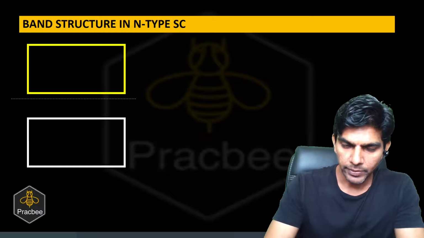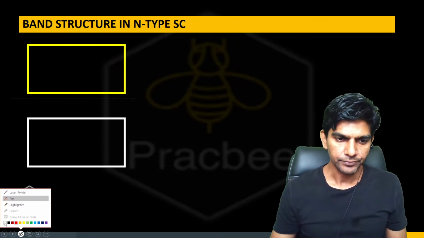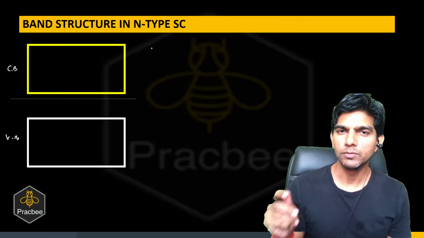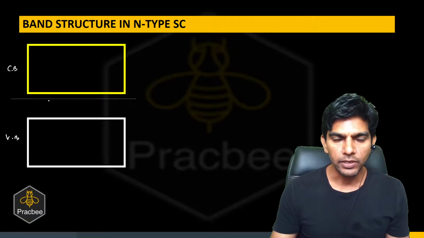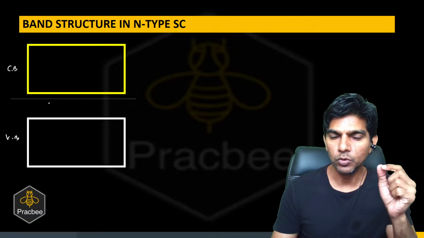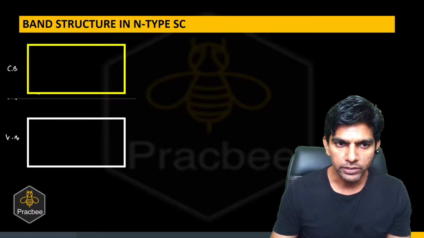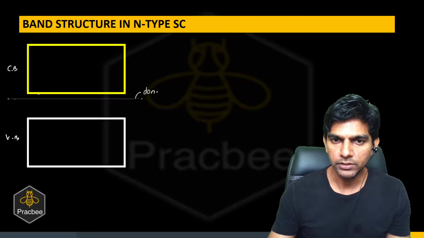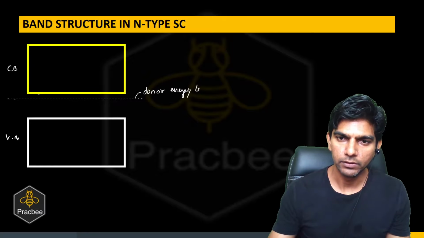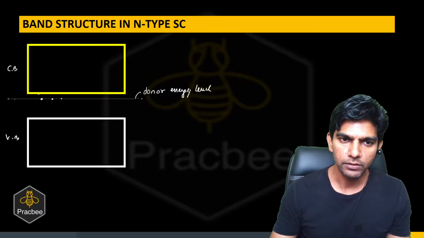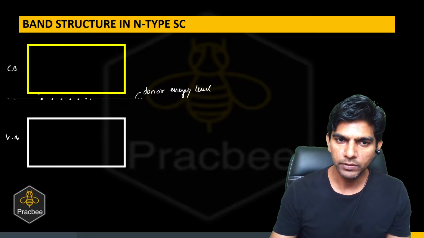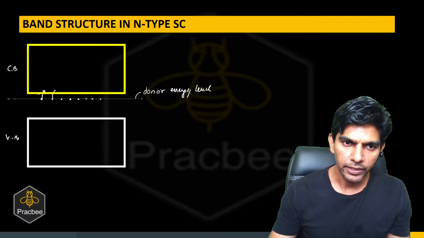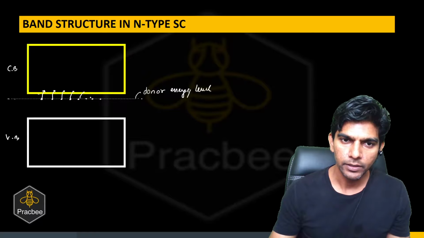Now let us see the band structure in N-type semiconductor. Here we have the conduction band, this is the valence band. Now we know that there are some loosely bound electrons with the phosphorus atom, and they will move to the conduction band with a small amount of energy. Now there will be a new energy level created between these two bands, and this energy level is known as the donor energy level, right? It contains the energy of the electrons which are bonded with the phosphorus.